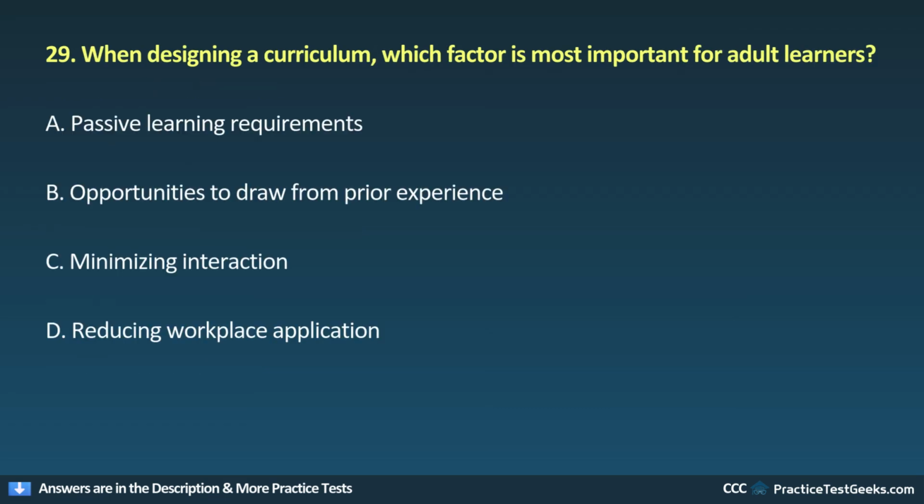29. When designing a curriculum, which factor is most important for adult learners? A. Passive learning requirements. B. Opportunities to draw from prior experience. C. Minimizing interaction. D. Reducing workplace application.